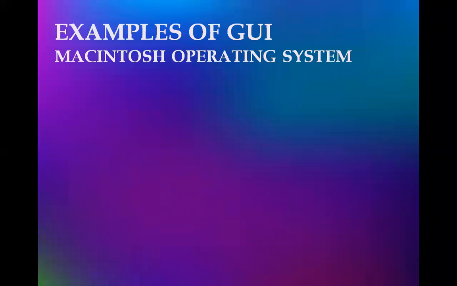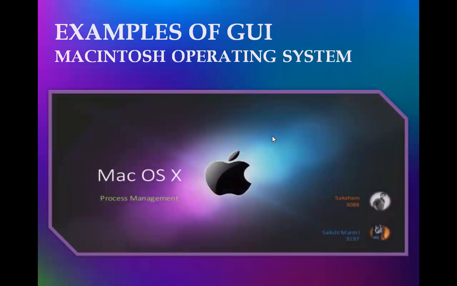Another example of GUI is the Macintosh operating system. The Macintosh operating system also uses this user interface, that is the graphical user interface. Here's the interface of the Macintosh operating system, and you have to notice that all commands are presented in graphical images.